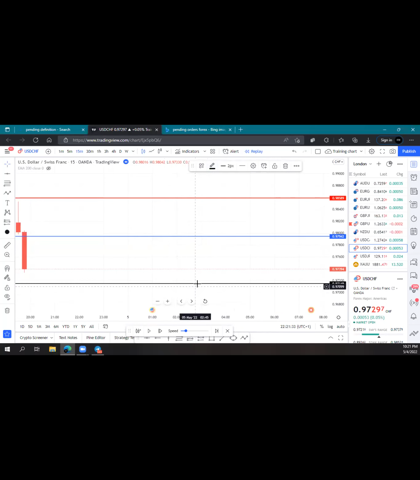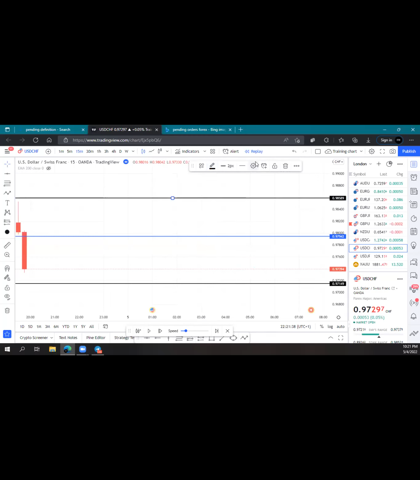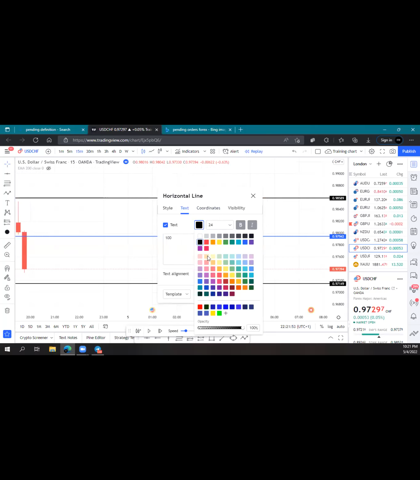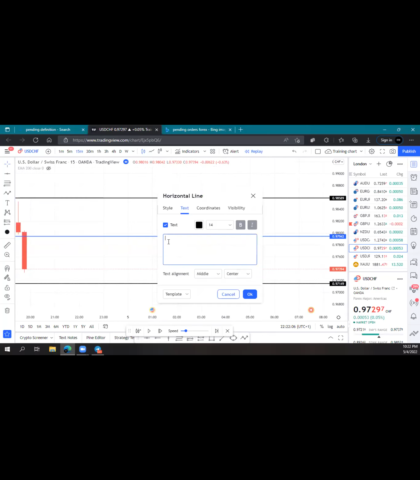So I have this black line, right? And I have this line up here. So let's say this line up here represents 100, right? Say it represents 100. And let me make the color red. So this is 100 here. And we actually have this one as 0.